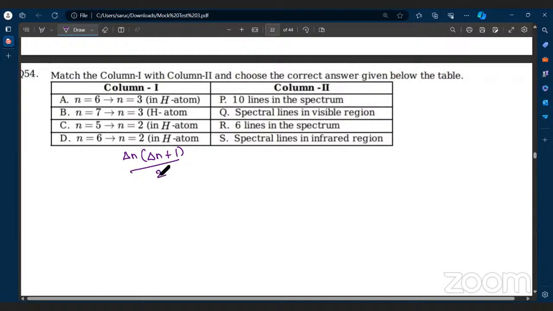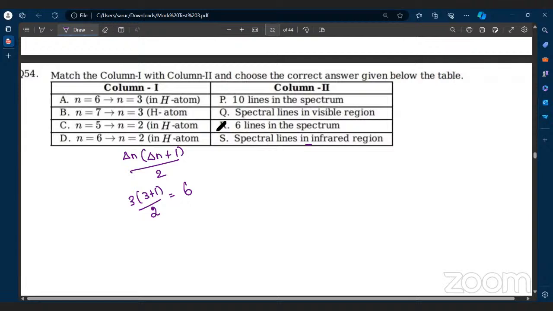So now moving with N equal to 6 to N equal to 3. The change is going to be 3 only. So 3 into (3 plus 1) by 2. How many spectral lines will we be getting? We'll be getting 6 spectral lines. And in which region does the emission take place? It takes place in N equal to 6 to N equal to 3, right? So it takes place in the infrared region, IR.